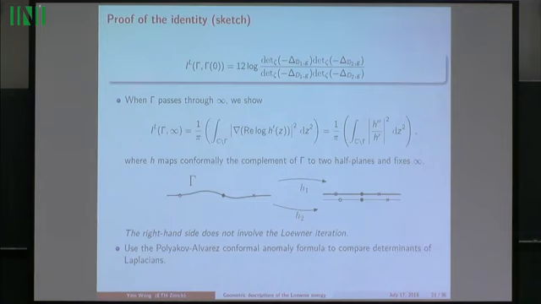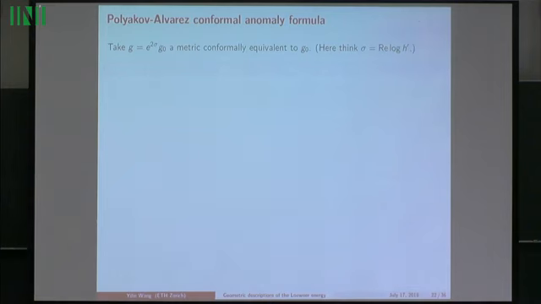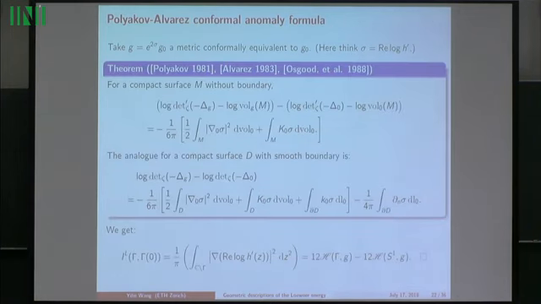And once we have this identity, we just apply the Polyakov conformal anomaly formula to derive what this ratio is. So what exactly is it? Here there are two cases. One, the surface has no boundary, and the other, a compact surface with smooth boundary. When you compare the log of the determinant of the Laplacian with two conformally equivalent metrics, their difference can be explicitly written in these two formulas.